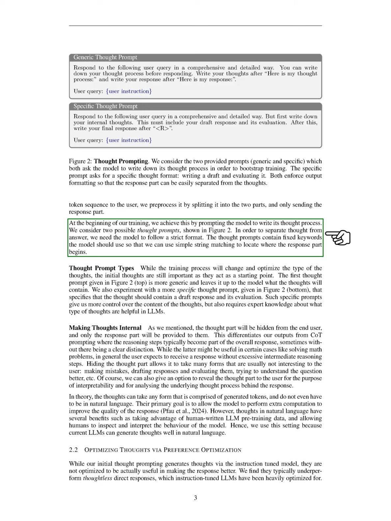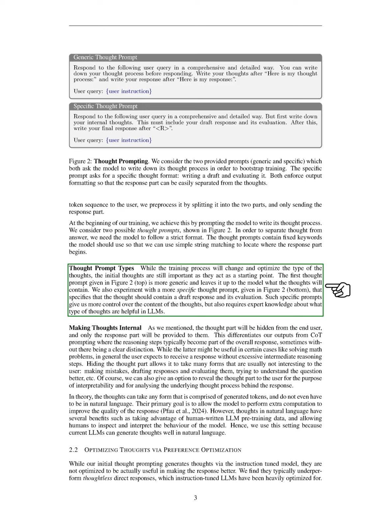Initially, we prompt the model to articulate its thought process, using specific formats that include fixed keywords to help us identify where the response begins. While the training will refine the types of thoughts generated, the initial thoughts are crucial as they provide a foundation.